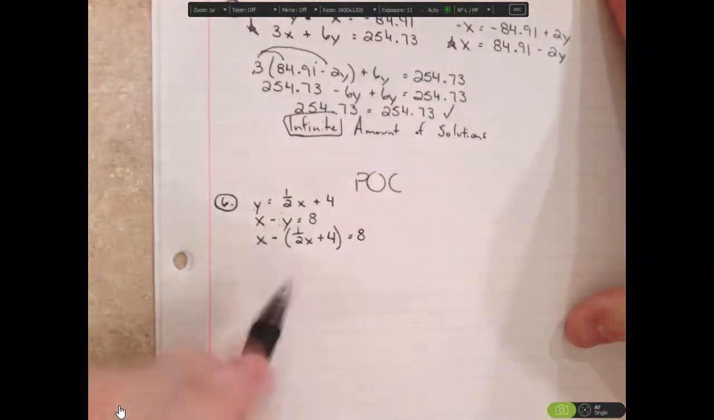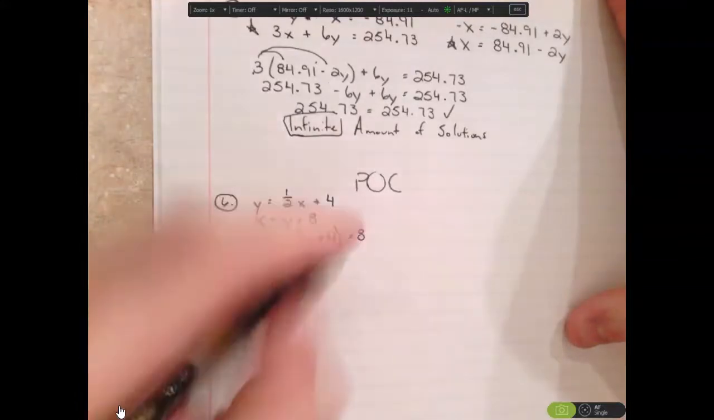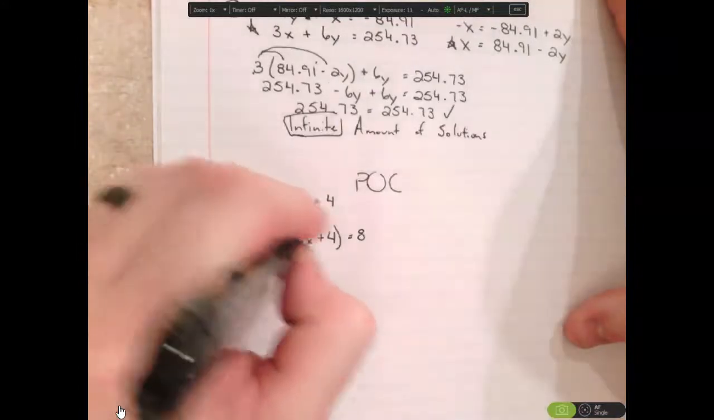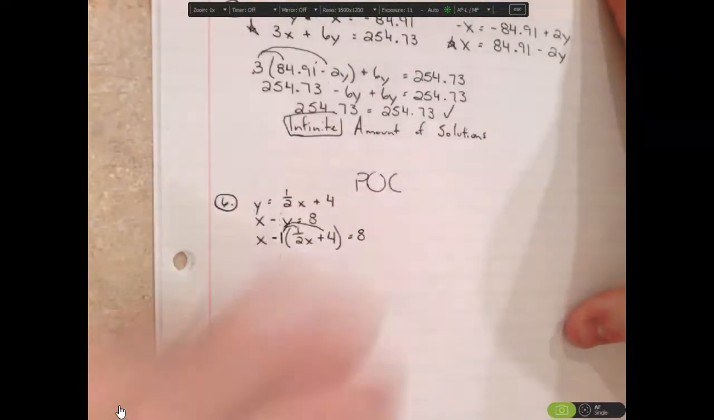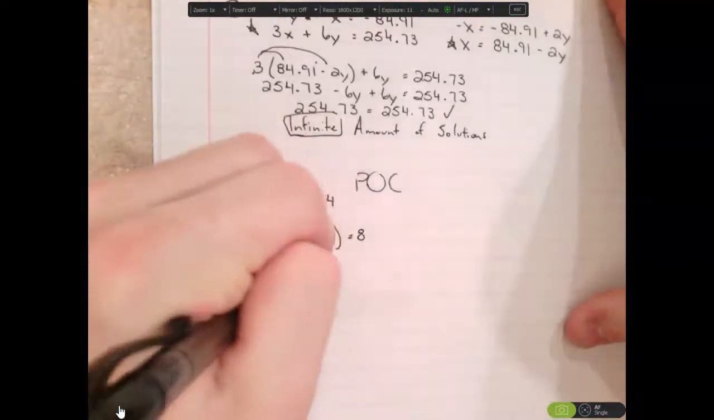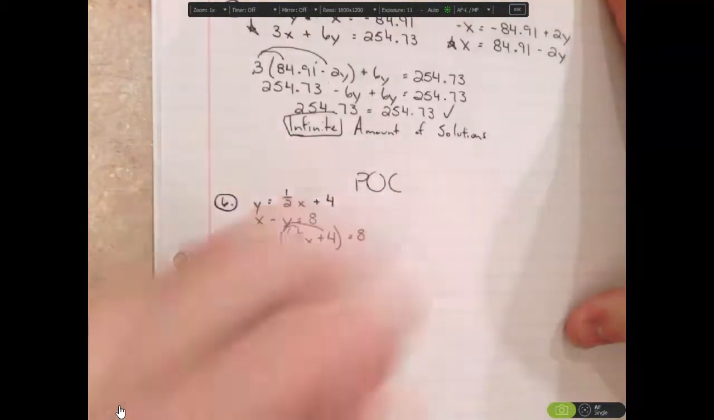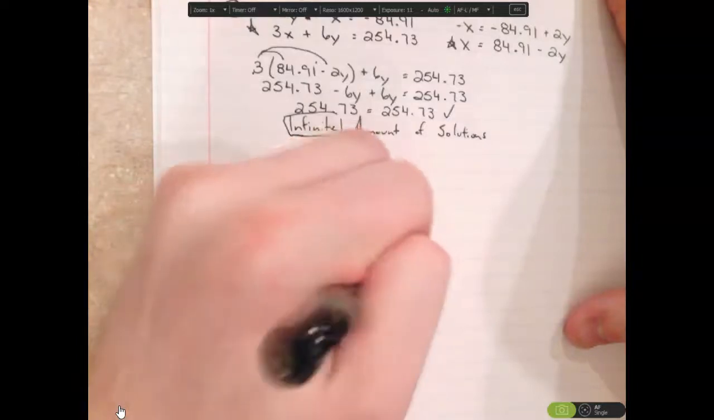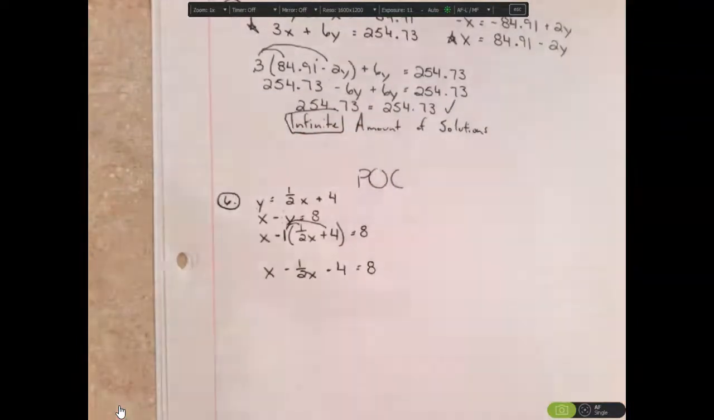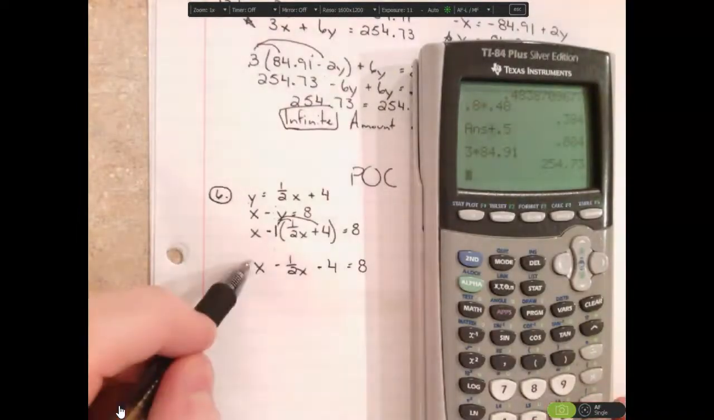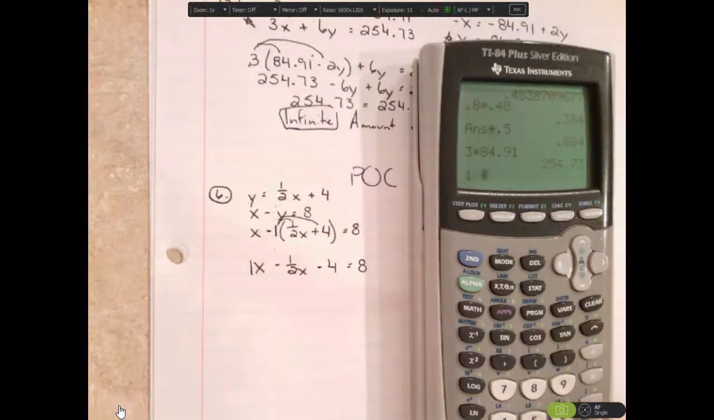What's really out in front of my parentheses here? It's a negative 1. I am going to distribute a negative 1 into my parentheses. So x, negative 1 times a half is negative half x. Negative 1 times 4 is negative 4, equals 8. Now, combine like terms. So I have 1x minus 0.5x.